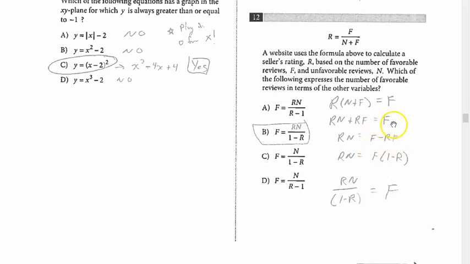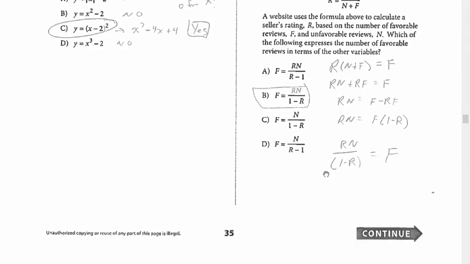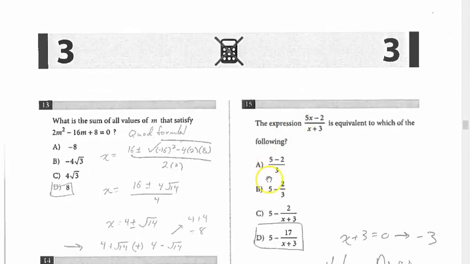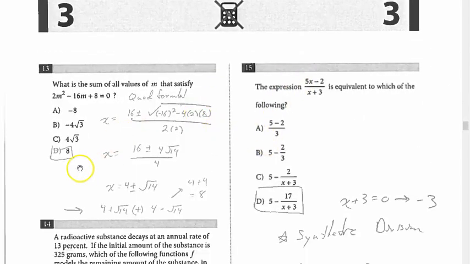Now I notice these have f in common, which means I'm able to factor it out. That got me to my next step here. Then finally, to isolate f, I divided both sides by 1 minus r.